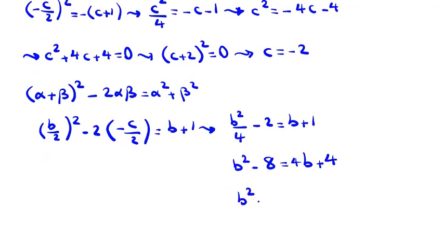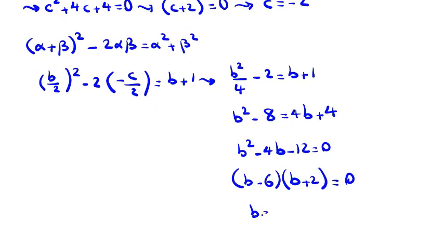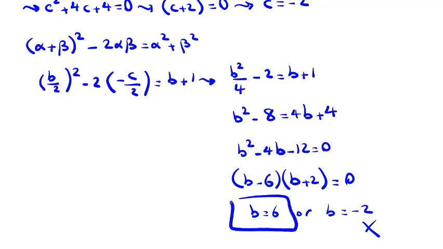And if we take all things to the left hand side, it will be b squared minus 4b minus 12 equals 0. Now we want to factorize. It will be (b minus 6)(b plus 2) equals 0. So b is 6 or b is negative 2. The problem says b is positive, so negative 2 is a contradiction. So the answer is b equals 6.